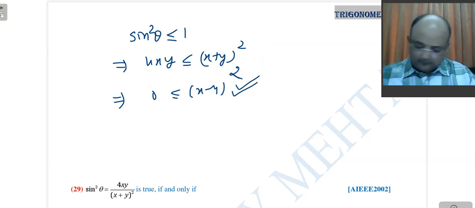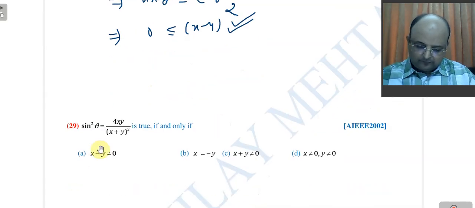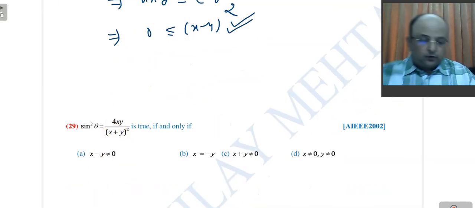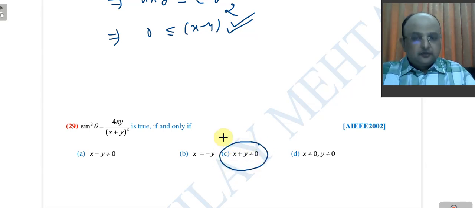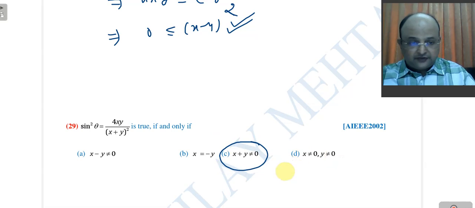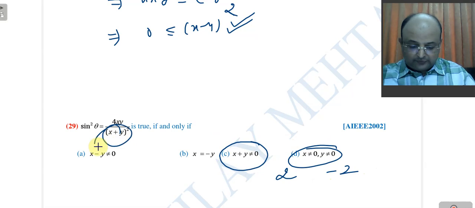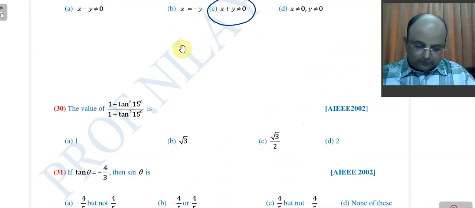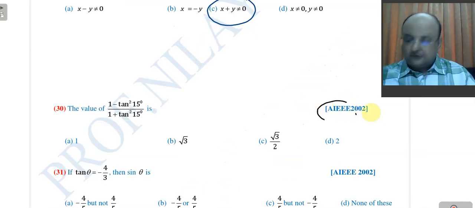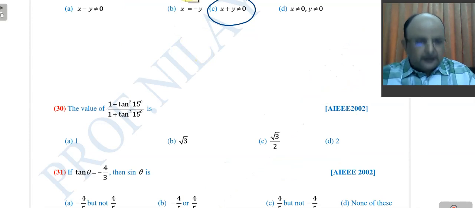except x plus y is equal to 0. So I should say that x plus y is not equal to 0. You got my point? X not equal to 0, y not equal to 0 in each case. X equals 2 and y equals minus 2. They are not 0, but this will be 0. So what is the required condition? X plus y is not equal to 0, because this always happens. So that was 29. This was asked in 2002. How beautiful and easy it is.